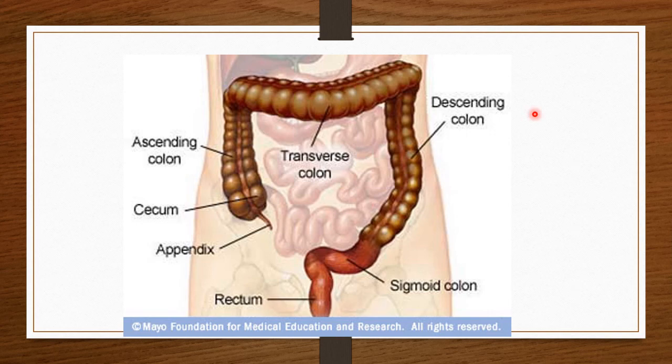This is the outline of the large bowel, which is made up of a number of parts. First is the cecum with the appendix here on the right side. Then the ascending colon, hepatic flexure, transverse colon, splenic flexure, the descending colon, right up to the sigmoid colon. This is the sigmoid colon, which joins the rectum at the rectosigmoid area. So this is the outline of the large intestine.